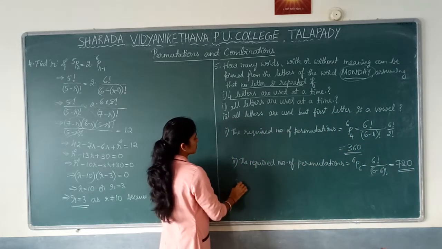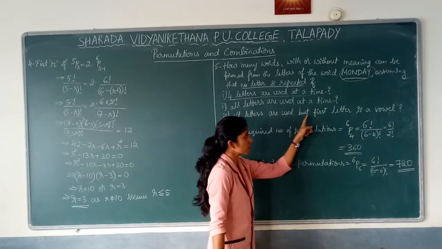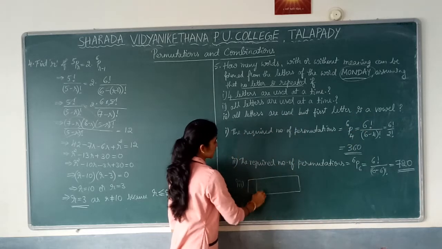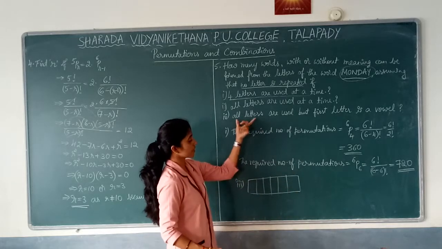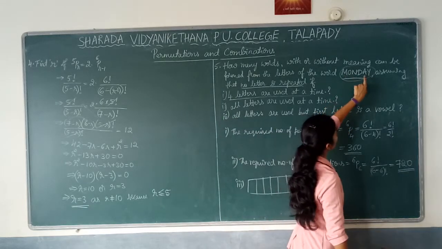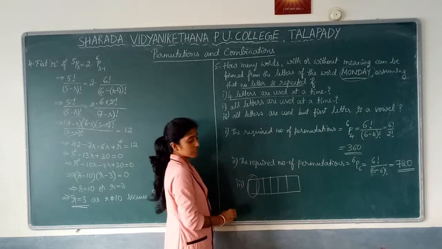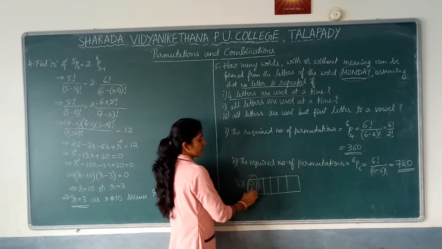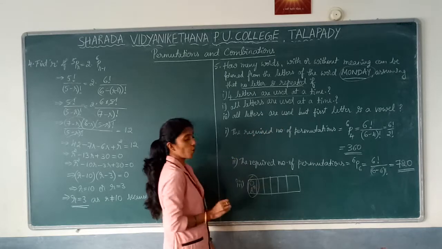Now the third sub-question. What is told? All letters are used, but the first letter is a vowel. Now see, we want to form a 6-lettered word, right? All letters can be used, but the first letter is a vowel. In this word, how many vowels are there? O and A, isn't it? So the first letter is a vowel, meaning it is fixed here. Either I have to take O or I have to take A. No other option because they told the first letter is a vowel.